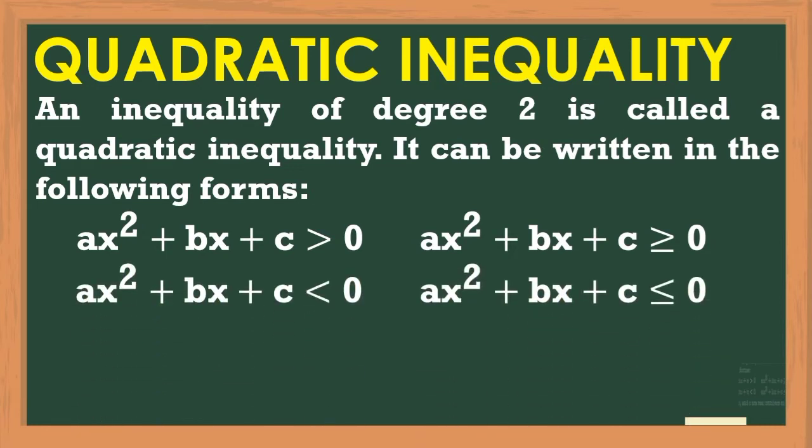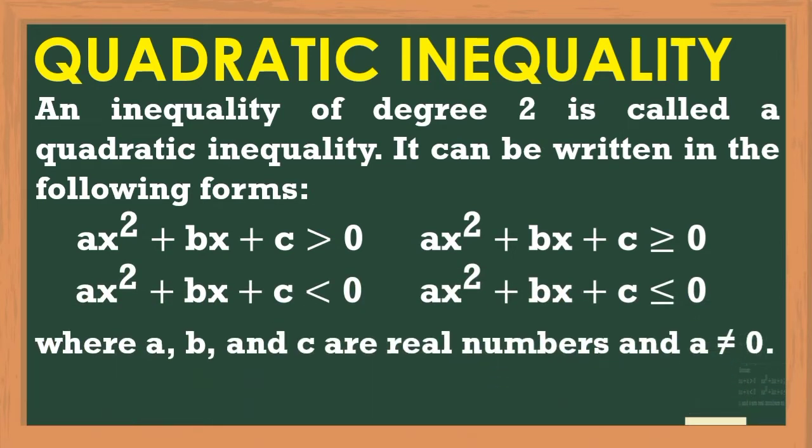Kung yung quadratic equation, sinusulat natin siya in standard form like ax squared plus bx plus c is equal to 0, wherein gumamit tayo ng equality symbol. So, for quadratic inequality, there are 4 different forms that we can write a quadratic inequality.